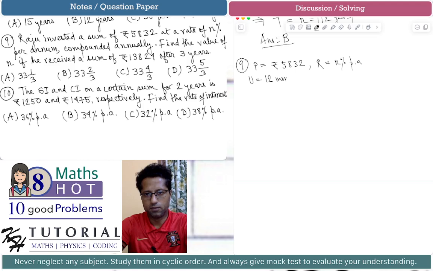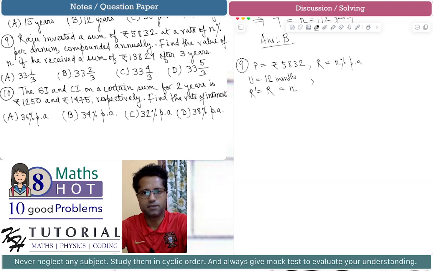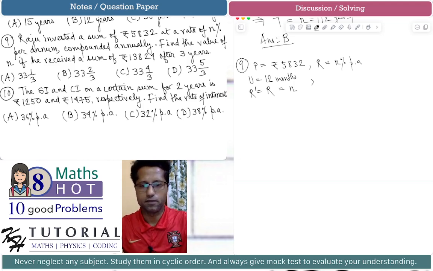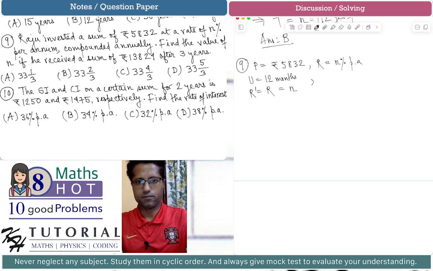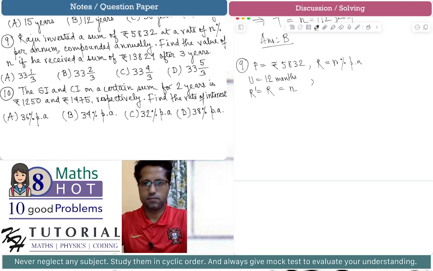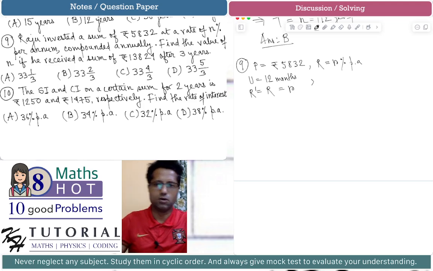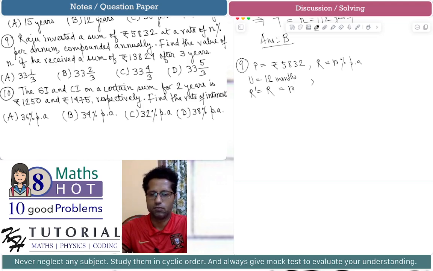Now, when interest is compounded annually, we always have R dash equal to R, which will be equal to small n. Okay. Now we will have some problem because the rate is given as small n, and we also have small n in the general formula. So for the sake of clarity, let's say in the given problem, the rate of interest is given as small r. Let this be small r to avoid any kind of confusion. This is small r, and we have to find the value of r.